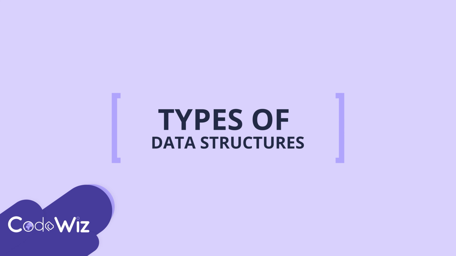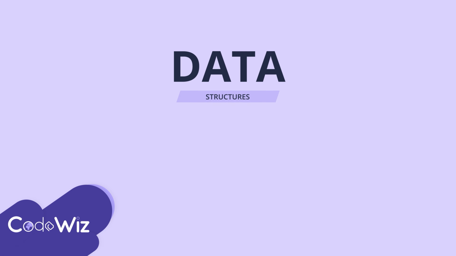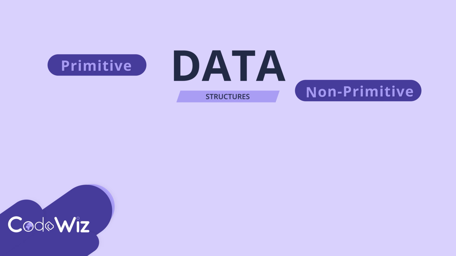Now let's take a look at the types and categories of data structures. Data structures can be classified into two categories, which are primitive data structures and non-primitive data structures. First, let's take a look at primitive data structures.